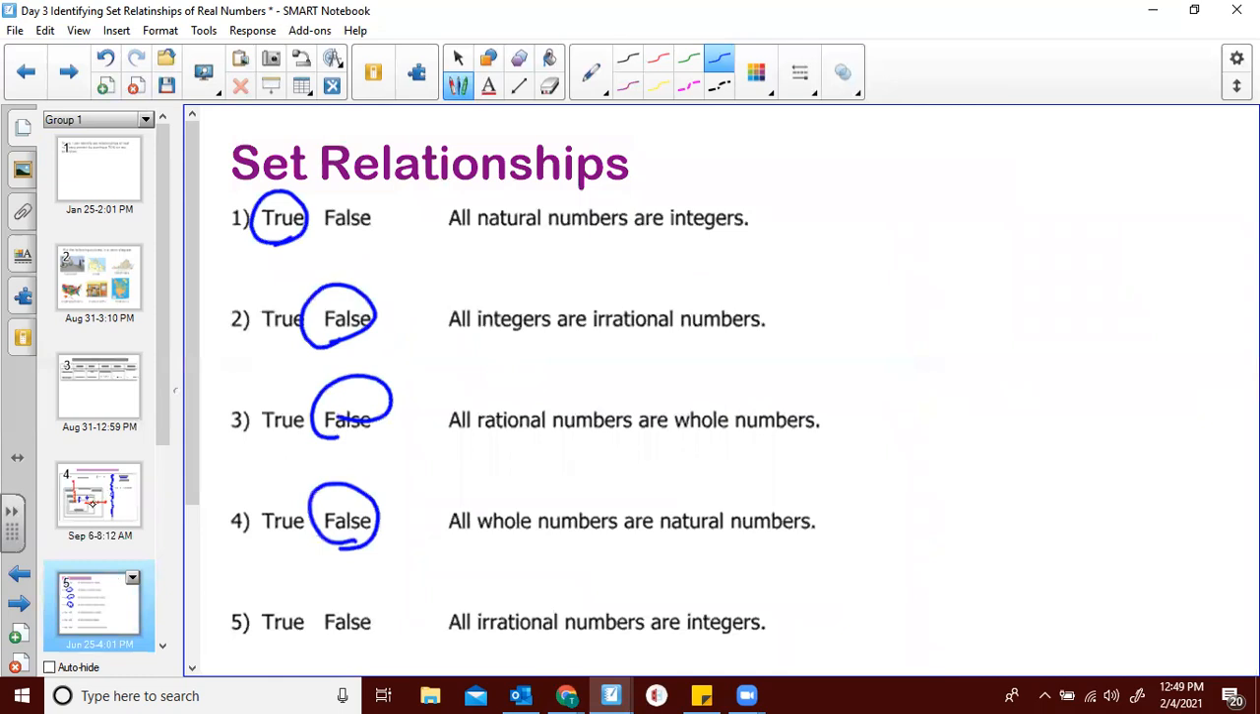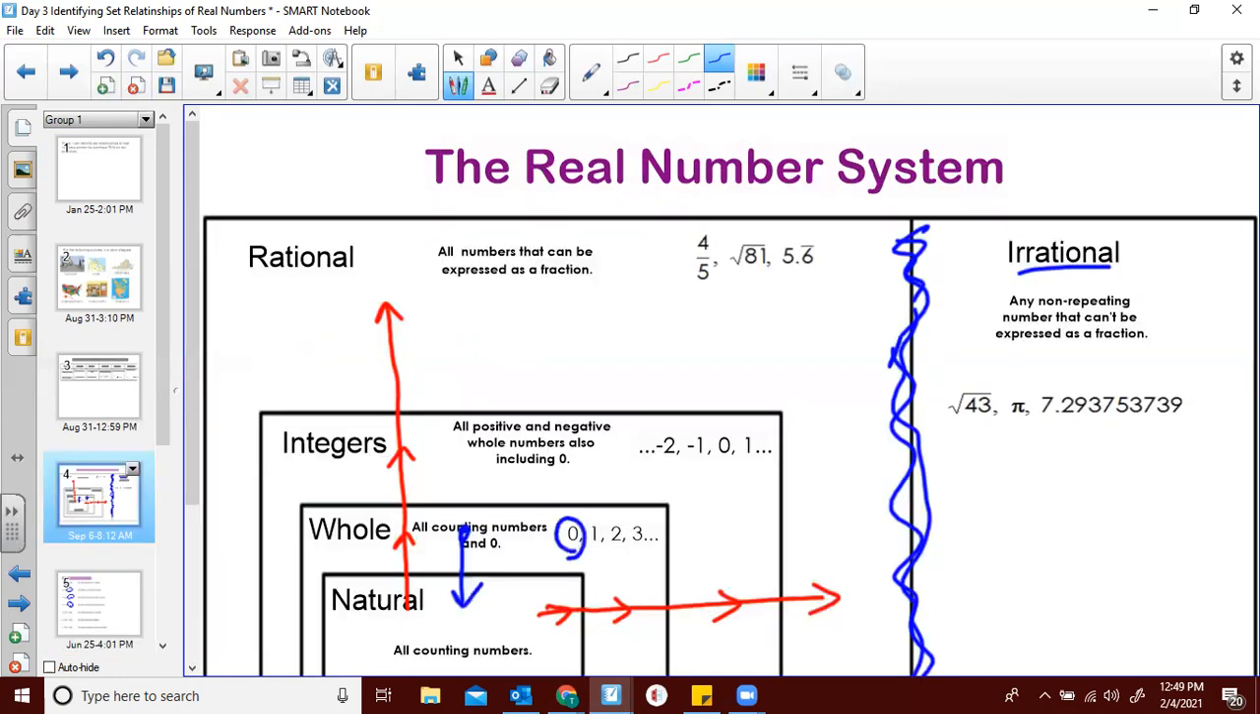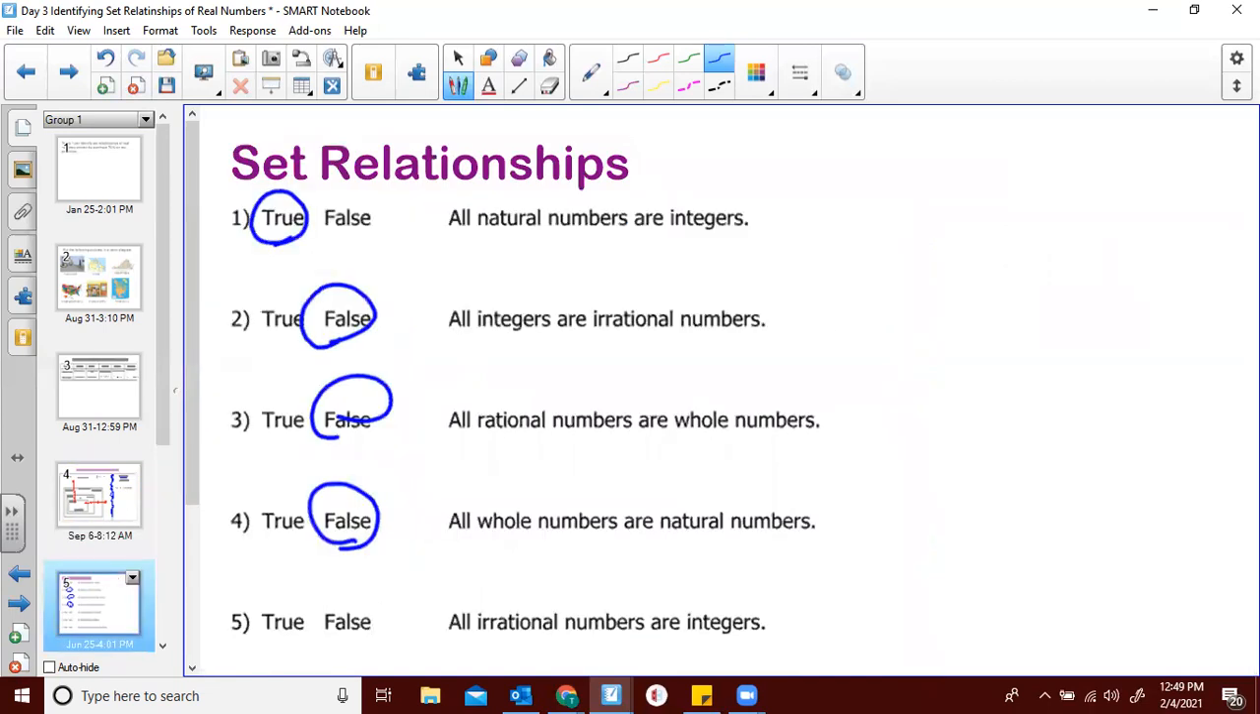All right, all irrational numbers are integers. All irrational numbers are integers. We're starting at irrational. We hit this fence. I cannot cross that fence. So irrational numbers are definitely not integers, right? Notice that these irrational ones are false.